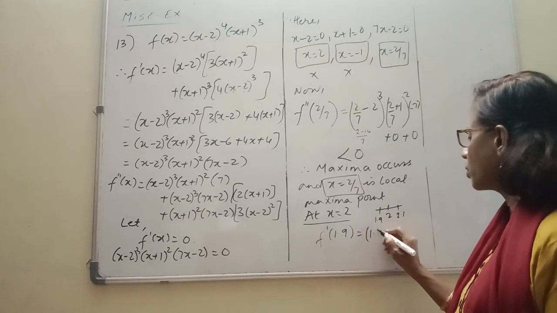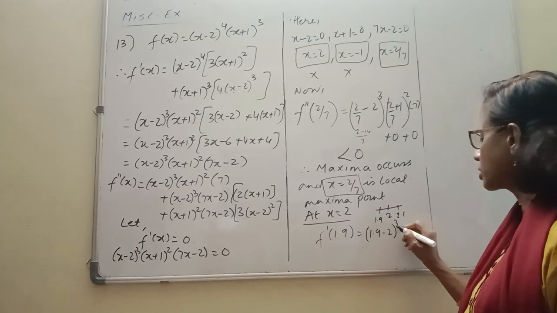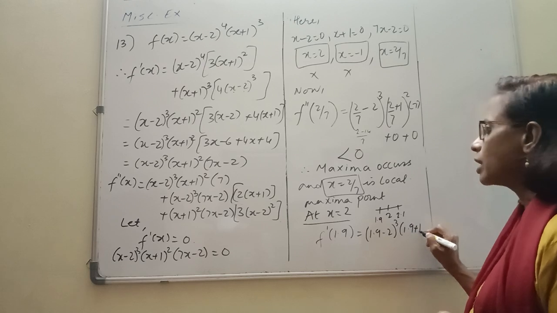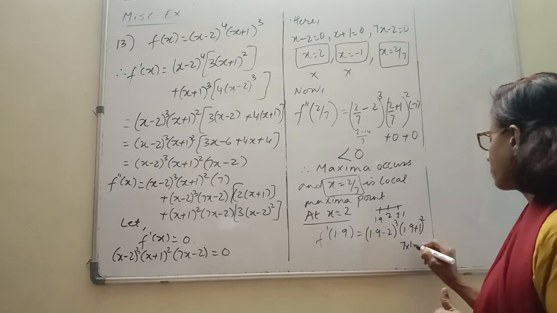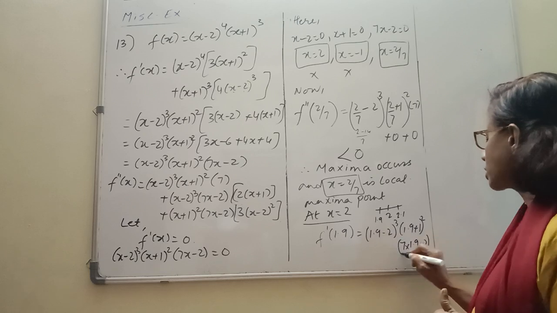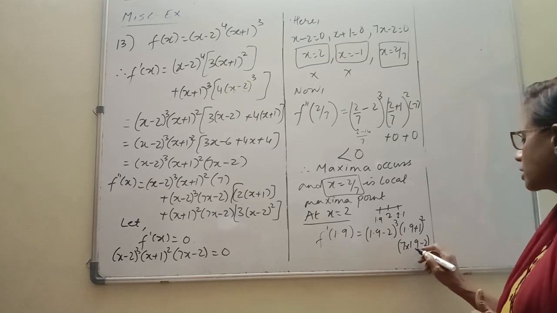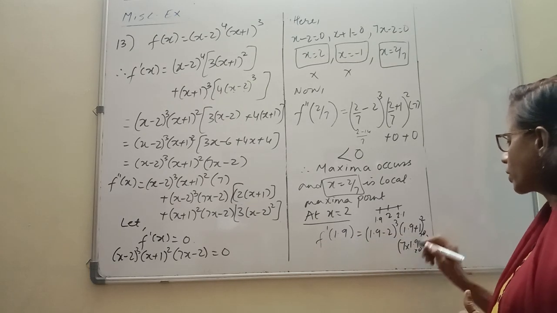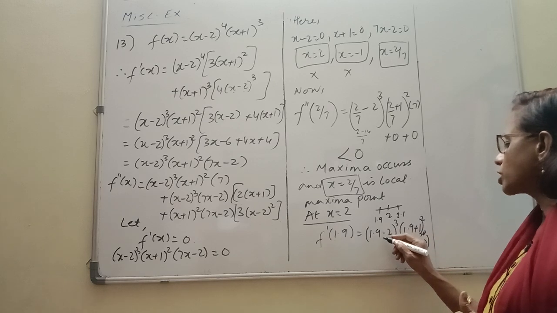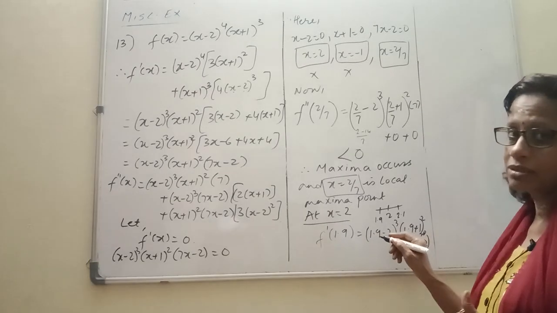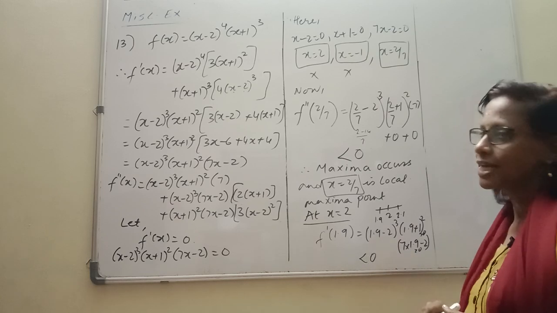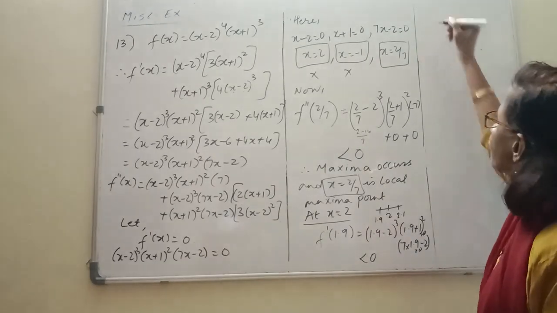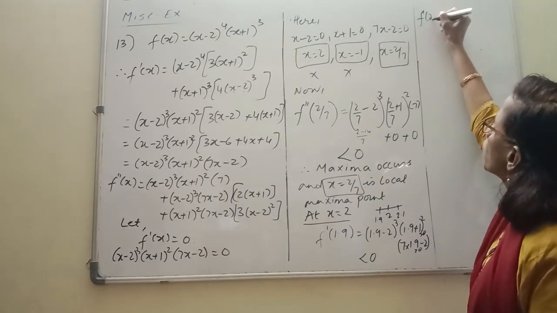So f dash at 1.9 will be 1.9 minus 2 raised to 3, 1.9 plus 1 raised to 2, and 7 times 1.9 minus 2. Now check how this sign would be. This is going to be positive, because it's a square. And this is going to be minus 0.1, so this is going to be negative. Overall sign is negative.